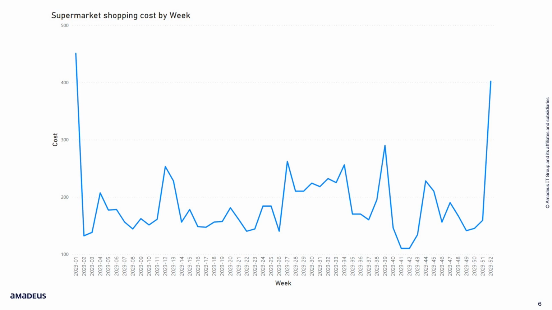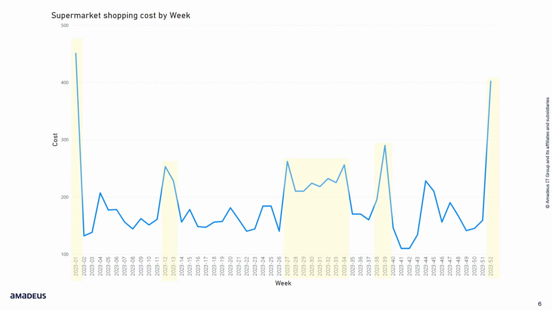I go shopping in the supermarket every week. I spend sometimes 200 euros, sometimes 150 euros. So the cost varies over time, as you can see on this graph, where the x-axis represents weeks and the y-axis represents the cost. For example, the cost is generally low during school weeks and it's high during holidays, typically the Christmas week.